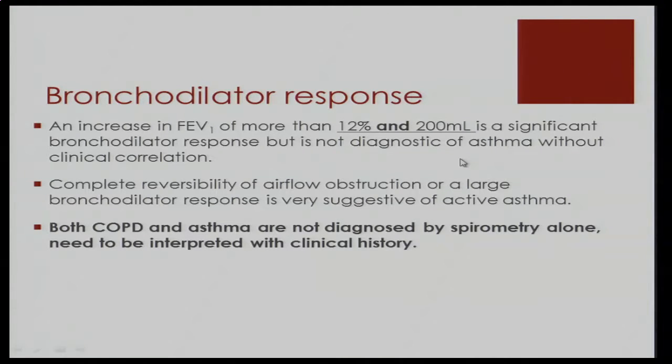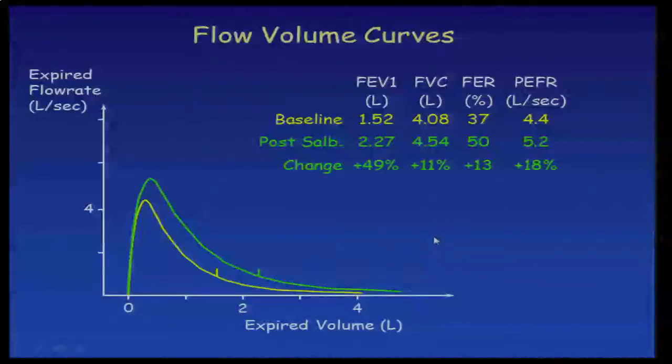So that bronchodilator response is evidence of variable airflow obstruction, but it's not diagnostic of asthma by itself. It needs to be assessed in conjunction with the clinical history. But if somebody has complete reversibility of their obstruction, so the ratio is less than 70%, and then after the bronchodilator is given, they're not actually obstructed, essentially that's diagnostic of asthma, or if you have a very, very large response to Ventolin. So it's a really important part of testing anybody that you consider may have asthma. But COPD and asthma aren't diagnosed by spirometry alone. You really need that clinical history.